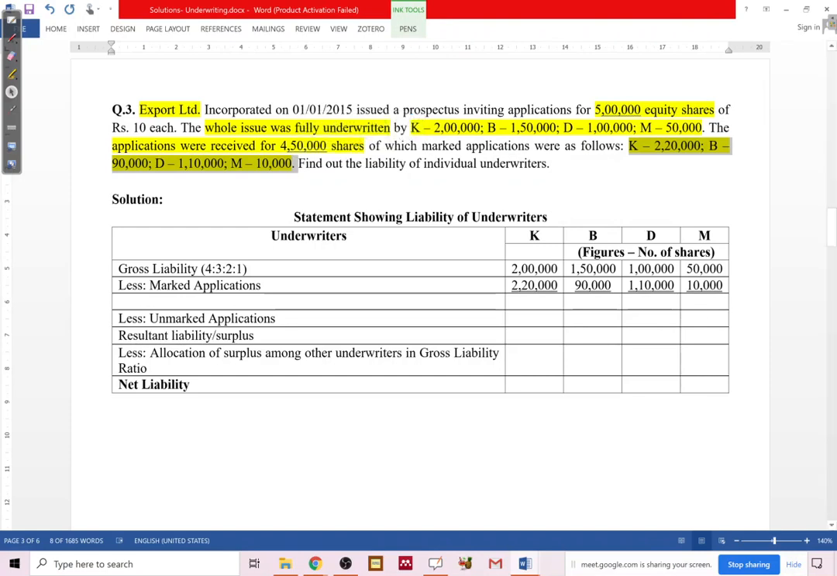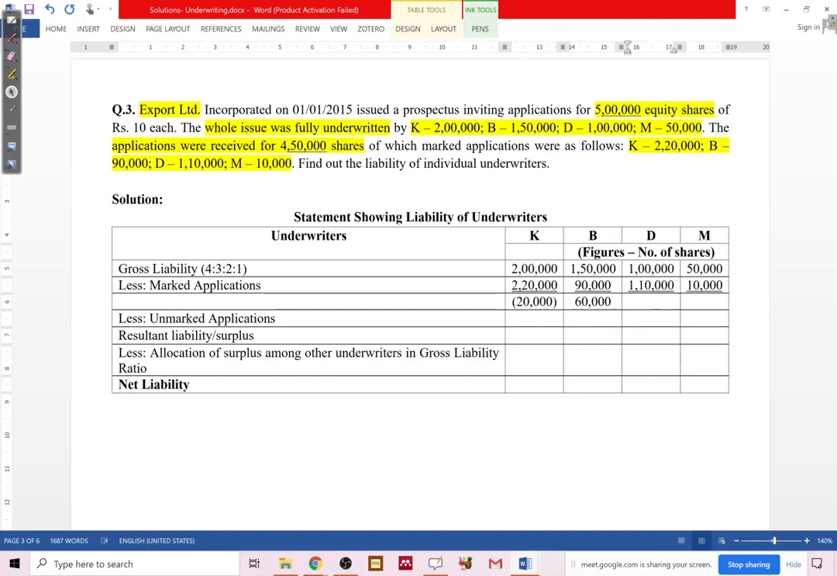Now let's get the balance after minusing. In the first case, you will notice that the gross liability of K was only 2 lakh, but this underwriter managed to sell 2,20,000. So after minusing, you will get a negative balance, right? Now in this case, like I told you, a negative balance is not really a bad thing. It just means that the underwriter has sold more applications, extra, excess or surplus applications than what he had agreed upon. Fine. Next one. This gives you 60,000 minus.